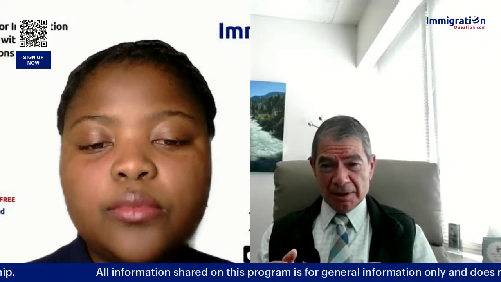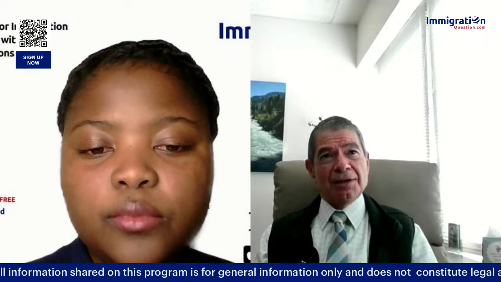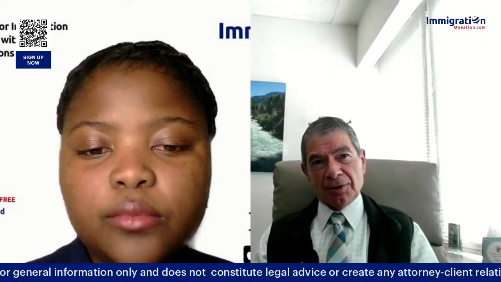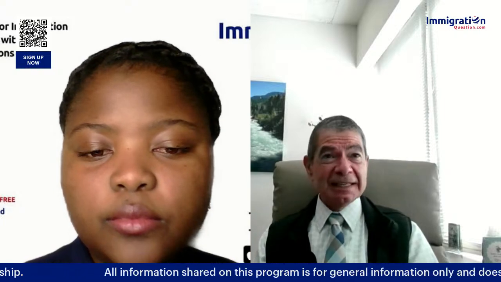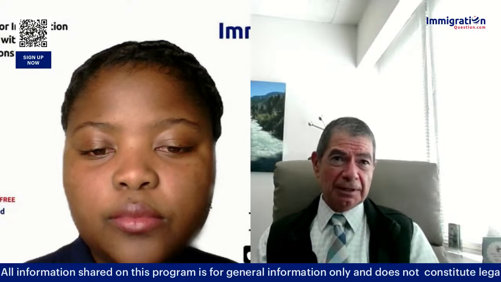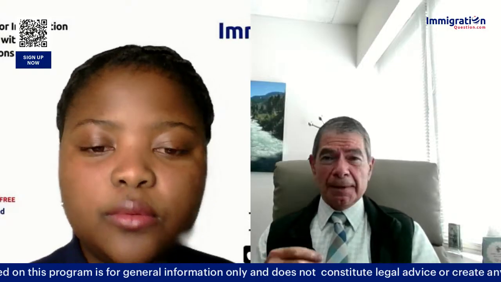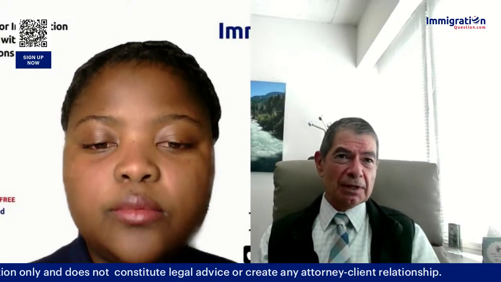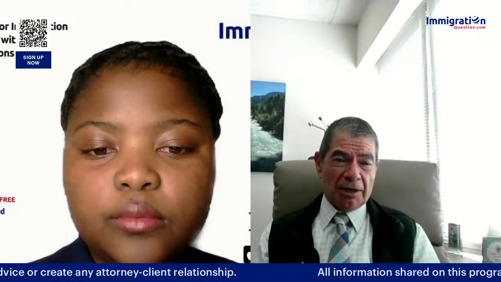Adjustment of status is a peculiar name. It applies to those people who are eligible to change their status from a non-immigrant tourist to, for example, a resident, green card holder. And for that, it's one of two things. You must have made an admission into the U.S. You must have entered legally. You must have been here lawfully. Now, that covers a lot of people who enter on a tourist visa, enter on a student visa, business visa, all types of visas. That means you made a lawful entry.